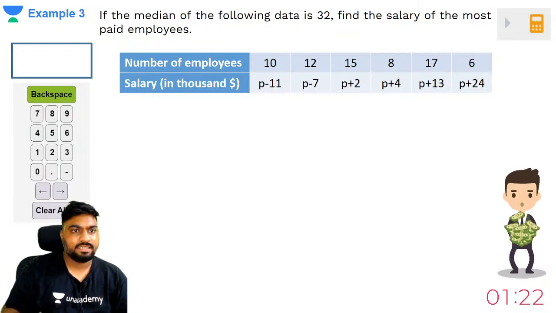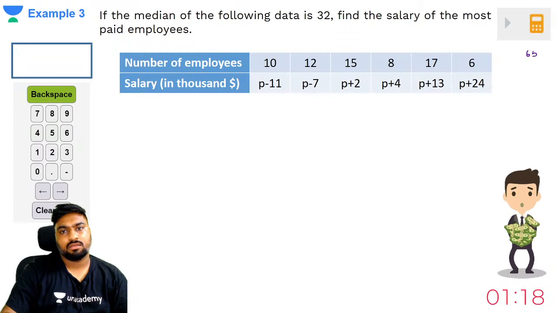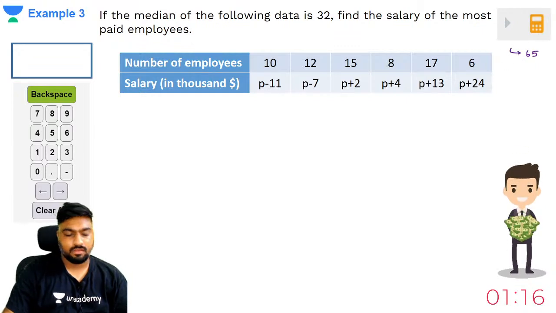Aniruddha says 65 is the answer for this. Okay, Aniruddha's suggestion, answer is 65.